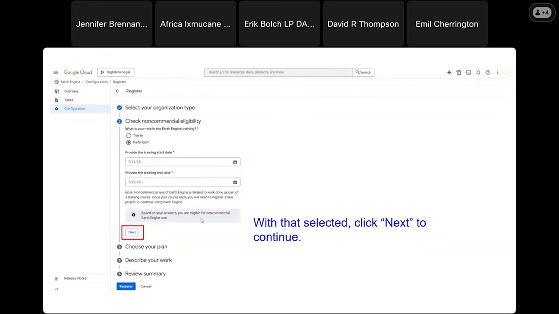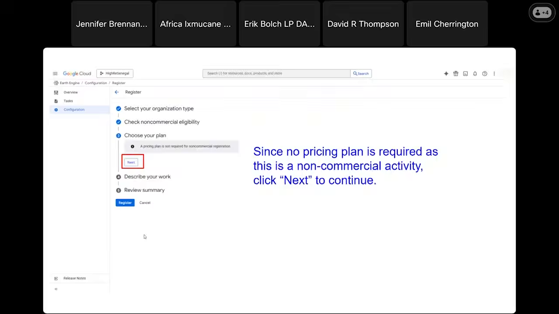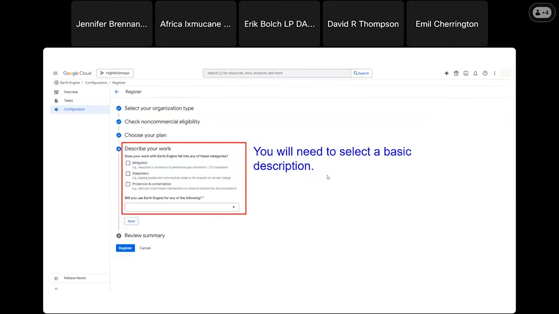I hit next, and it says, based on the answers I provided, I'm eligible to continue with non-commercial use of Earth Engine. After that, a next button pops up. We click that. It asks us to choose a plan. However, as it says there, since this is non-commercial, there's no pricing plan, so we can click next again.